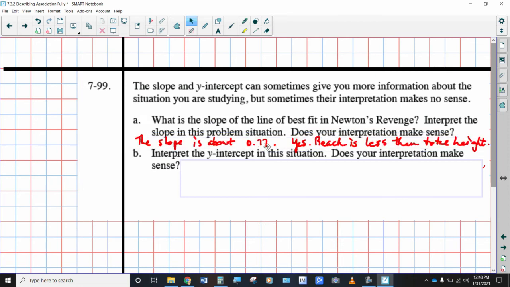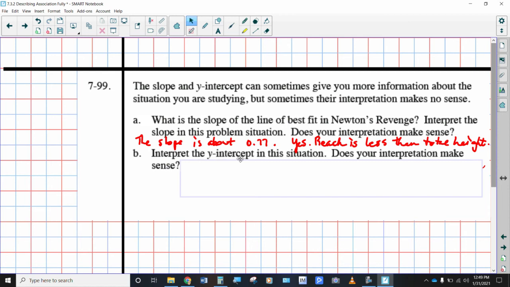Well, the slope was 0.77, right? Interpreting it means that a person's reach is about 77% of their height. Does this interpretation make sense? Yeah, I think it makes sense because your reach is almost always less than your total height, unless you're a gorilla. And we're not, so that should be fine.